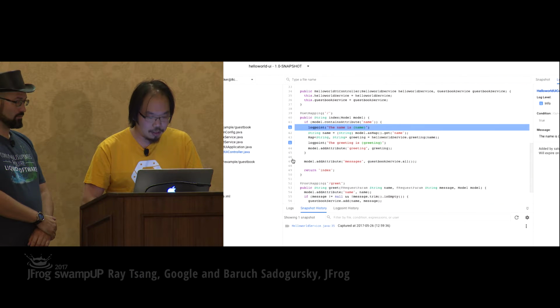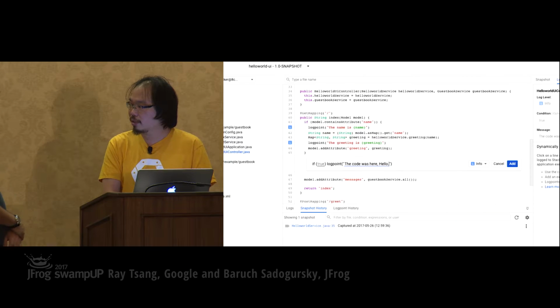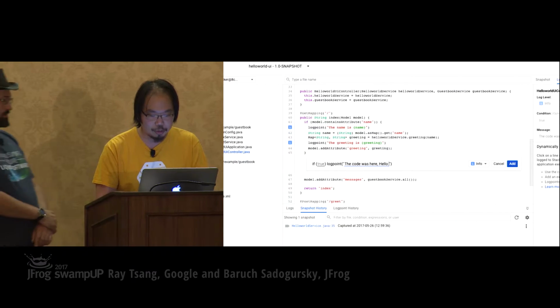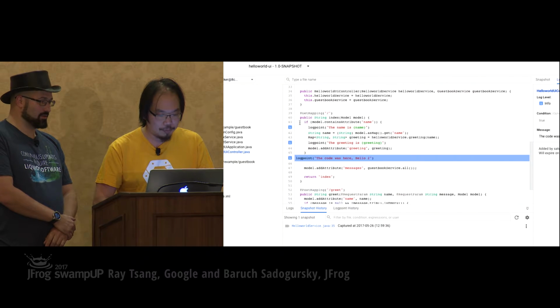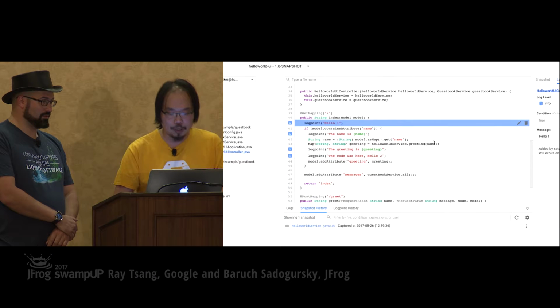And then maybe I need to do some troubleshooting here. Like the code was here, right? We usually say hello, right? So you know, like hello 1 and hello 2. So I'm going to say hello 2. And maybe it came through here, so I'm going to add hello 1. OK? So now I got a bunch of log messages.